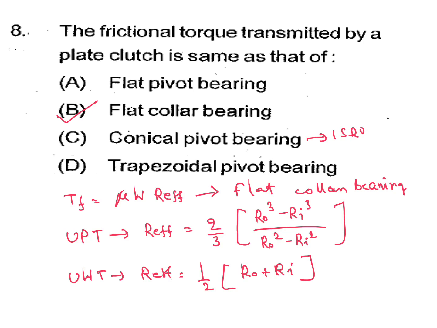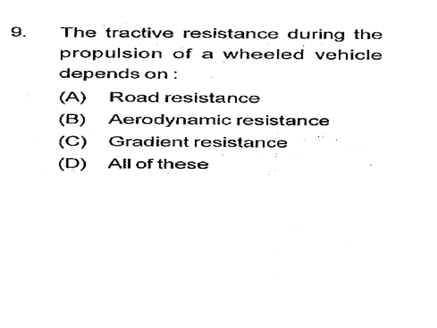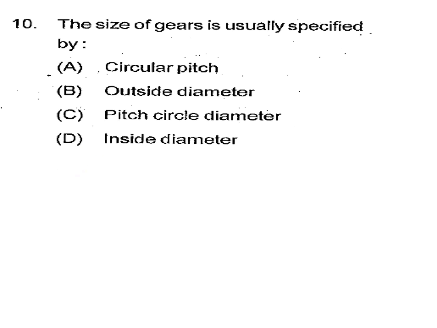The tractive resistance during the propulsion of a wheeled vehicle depends on A. Road resistance, B. Aerodynamic resistance, C. Gradient resistance. Tractive resistance during propulsion of a wheeled vehicle depends on all. Road resistance, aerodynamic resistance and gradient resistance. All of these are the answer. The size of gears is usually specified by, this one already discussed, pitch circle diameter.